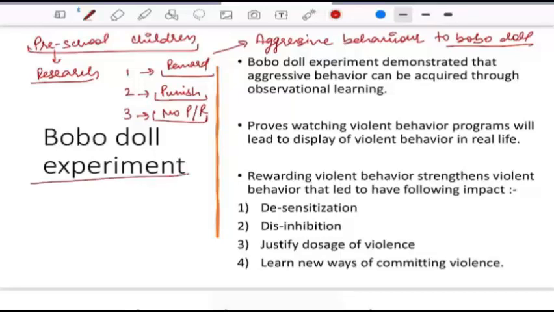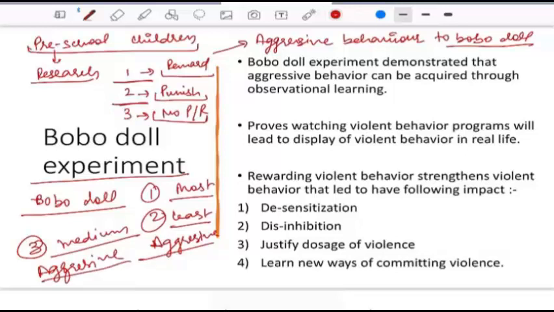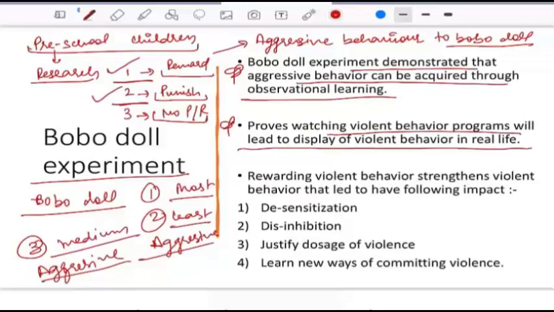After a while, when the preschool children played with the Bobo doll, the first group showed the most aggressive behavior, and the second group was the least aggressive. The third one was medium, or you can say this aggression depends on the person. It's not uniform. So what you can see is that this experiment demonstrates that aggressive behavior can be acquired through observational learning. Watching violent programs will lead to display of violent behavior in real life.